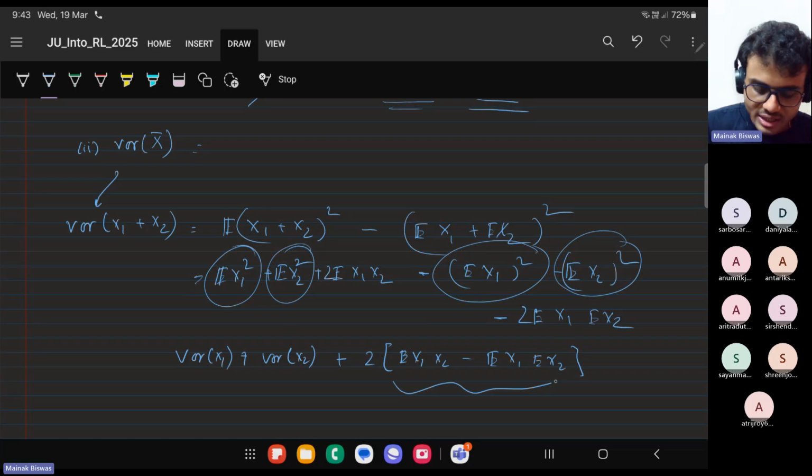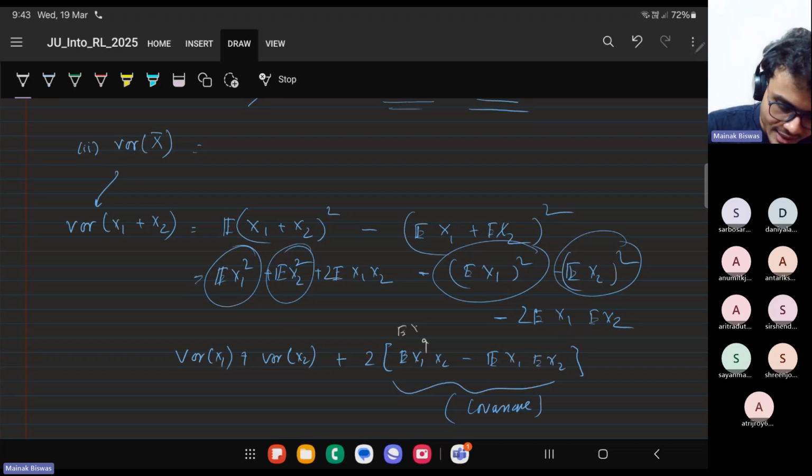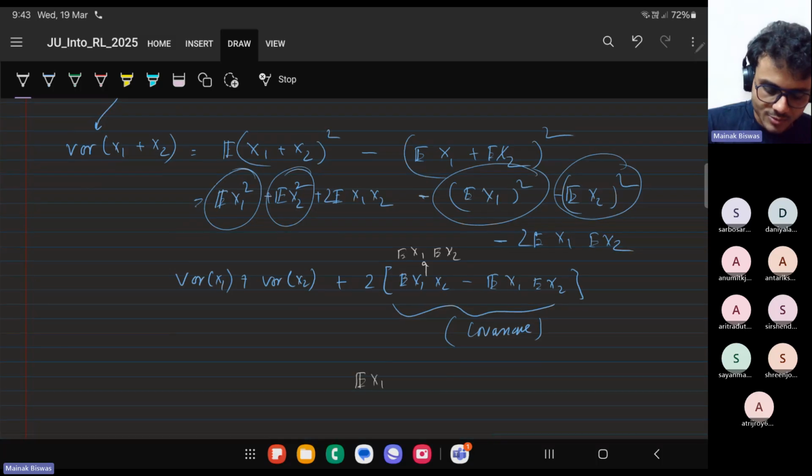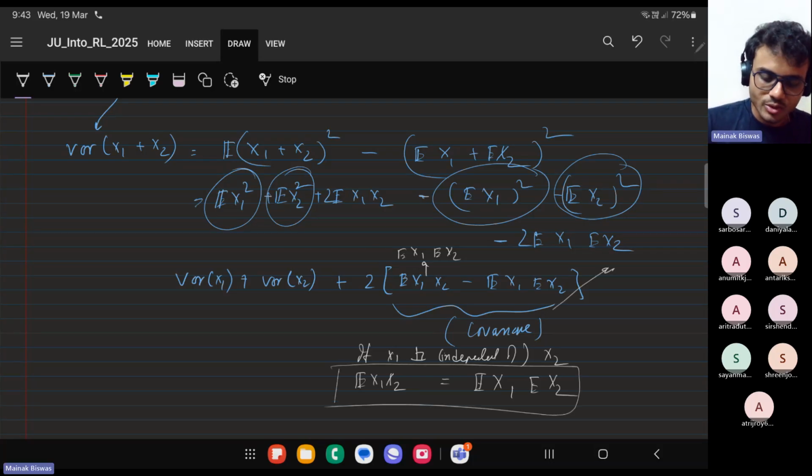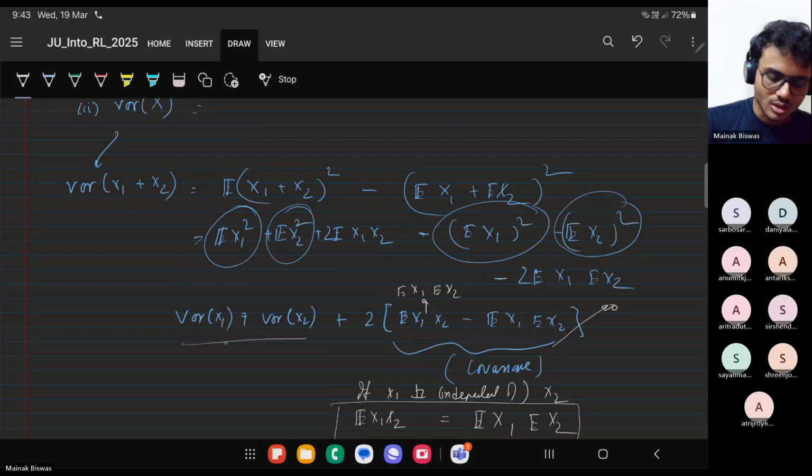This is known as the covariance. But x1 and x2 are independent. If they're independent, I can write this as expected value of x1 times expected value of x2. This is your homework: if x1 is independent of x2, please write this in the homework. You can pull them out. I have already done a variation of this last time by pulling out what is known. So this goes to 0, and there's a sum of the variances if independent.